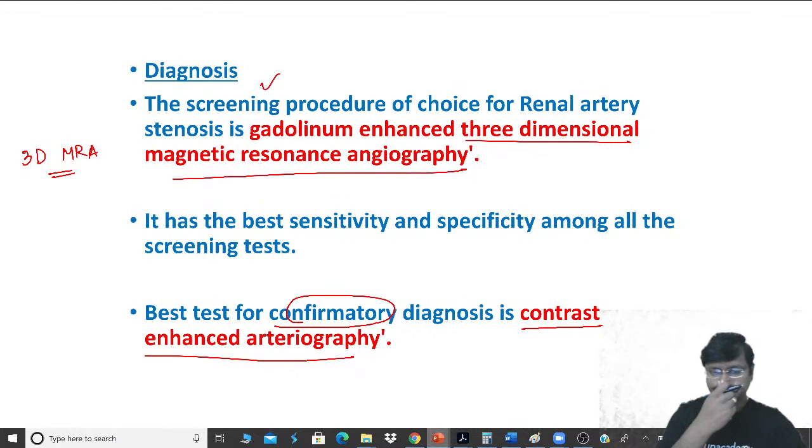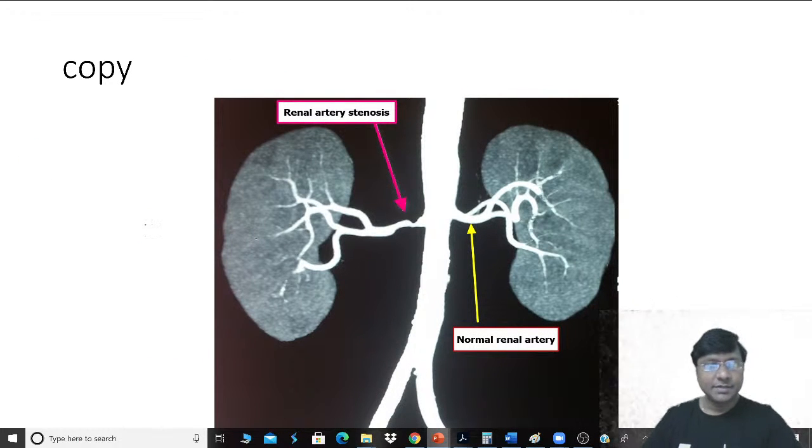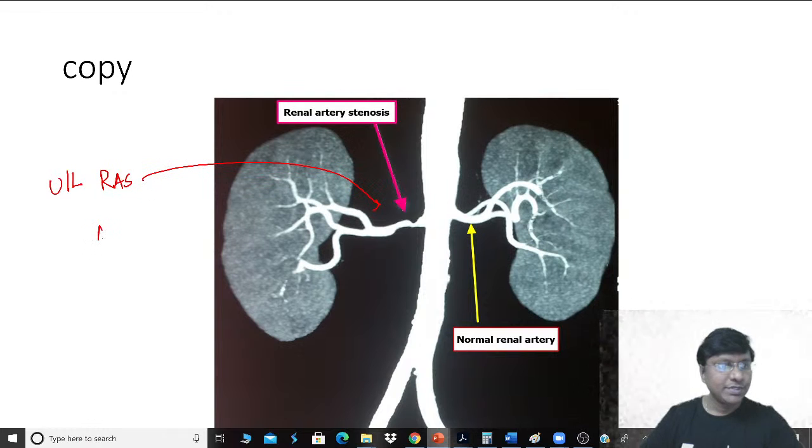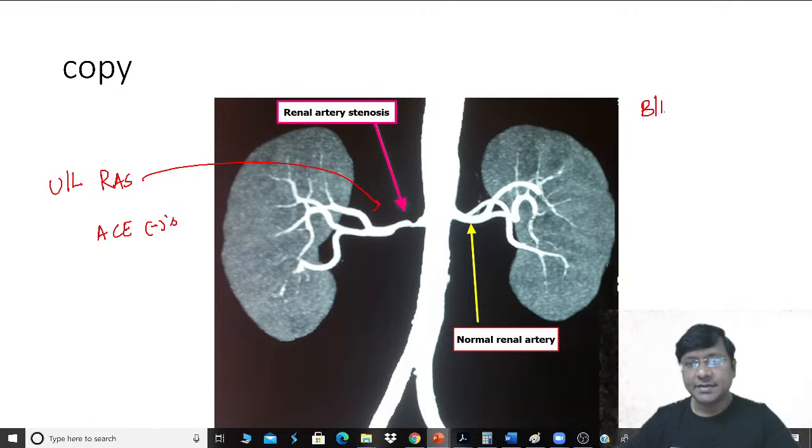And how do you treat renal artery stenosis? Remember, if it is a unilateral renal artery stenosis, you can give ACE inhibitors for the treatment of hypertension. But if it is a bilateral renal artery stenosis, remember the ACE inhibitors are contraindicated.